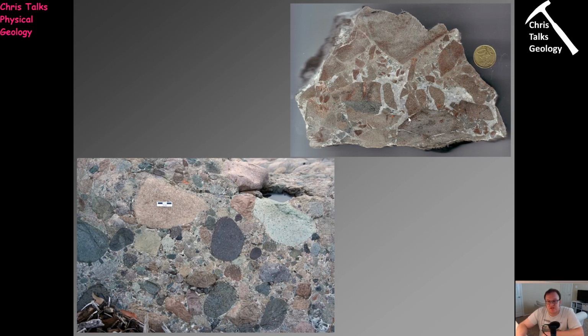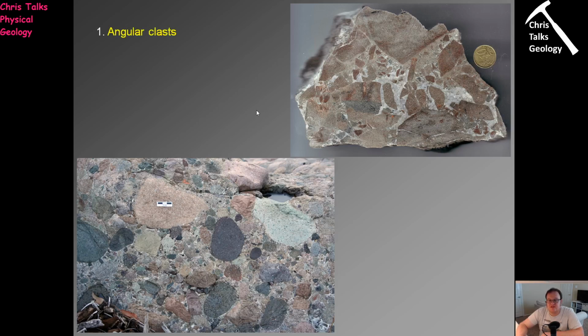In terms of sorting, well, how well sorted is it? We can see we have a pretty large clast up here. We have some medium-sized clasts here, and we have some very, very small material here. So this is a pretty poorly sorted breccia. And the final thing is, is it matrix or clast supported? Well, we can see that the vast majority of clasts are in direct contact with one another. So this is going to be a clast supported breccia.